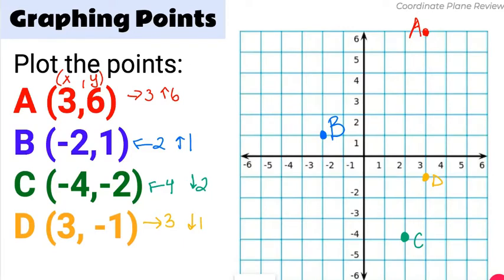Now if I wanted you to determine what quadrant these points were in, you start in the upper right corner, go counterclockwise. So A would be quadrant what? Quadrant 1, right? This is quadrant 1, quadrant 2, quadrant 3, and quadrant 4. So B is in quadrant 2, C and D are both in quadrant 4.